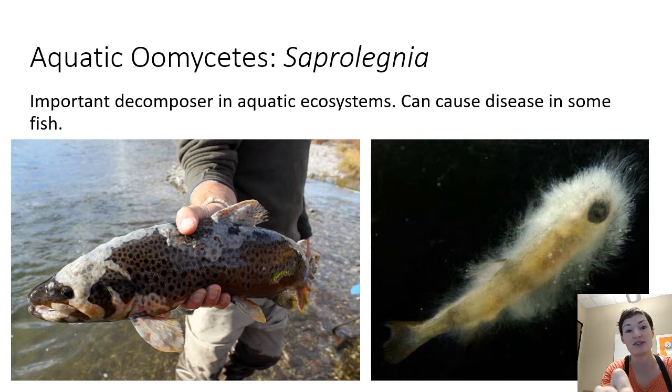Saprolegnia, that term sapro, right? Saprophyte, that kind of tells you what Saprolegnia does. It is an important decomposer in aquatic ecosystems, but it can also be a parasite of salmon, and that's what you see in that picture on the left.